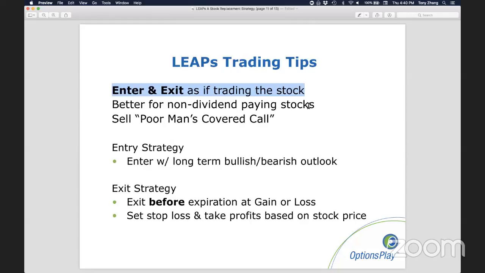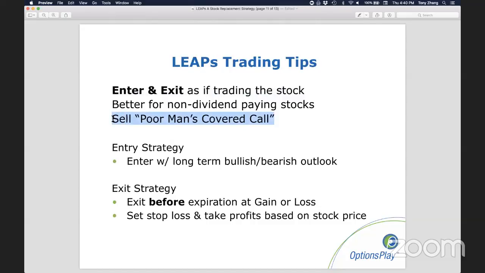And these are generally better for non-dividend paying stocks because, again, when you're buying these leap options, you're not going to get that dividend. So you're losing out on quite a bit of yield. However, in exchange for that, one way that you can make up for some of those dividend paying stocks for leaps is to sell a poor man's covered call.